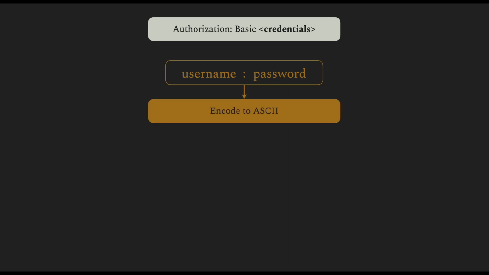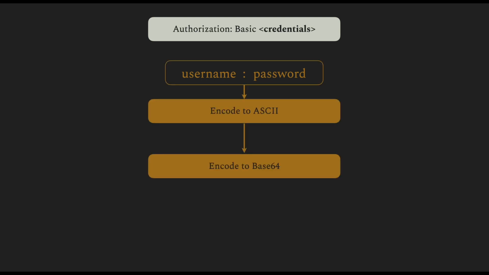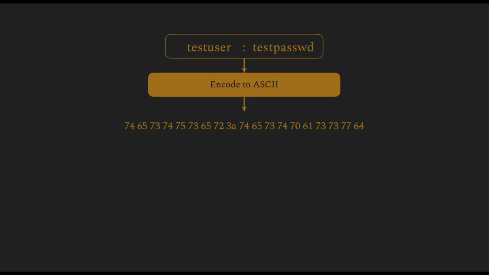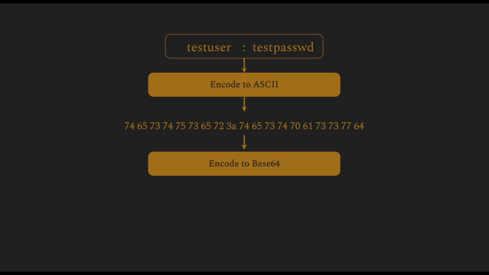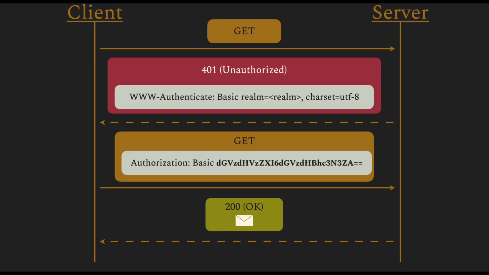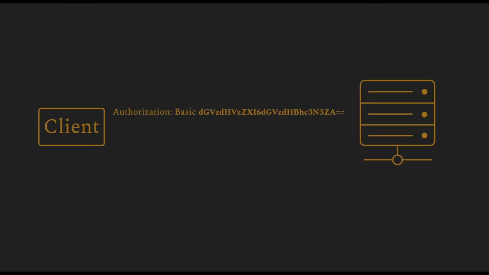The authorization credentials are generated in a certain format. First, we take the username and the password, add a colon in between those, encode the value to ASCII, encode the result to base64, and then you get the credentials. Let's take an example. We can use testuser as the username with testpassword, put a colon, encode this to ASCII, which returns the string, and then encode this to base64, which returns the base64 encoded credentials as shown here. This value is put in the Authorization header along with the scheme Basic to get access to the server with the basic authentication scheme.